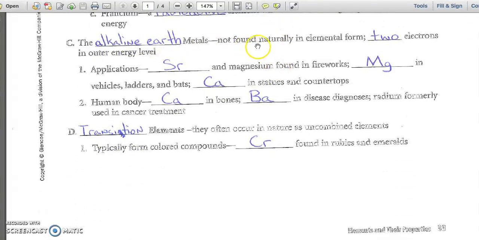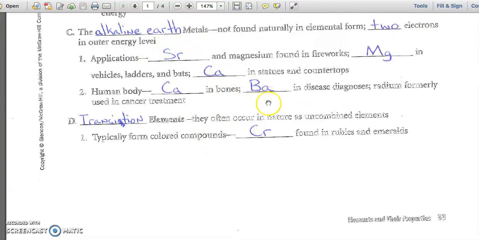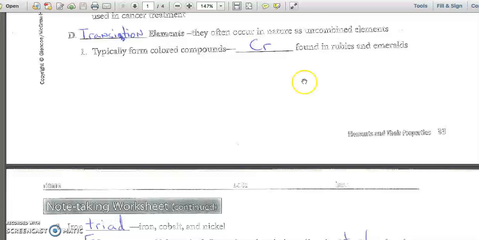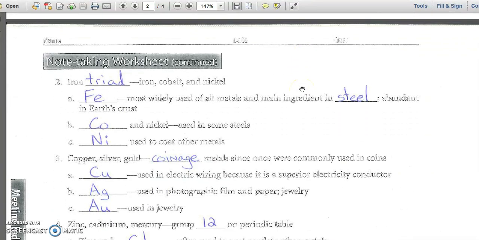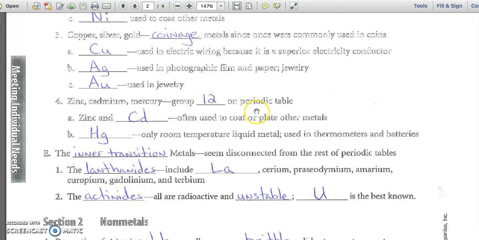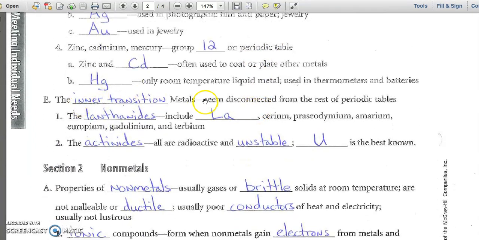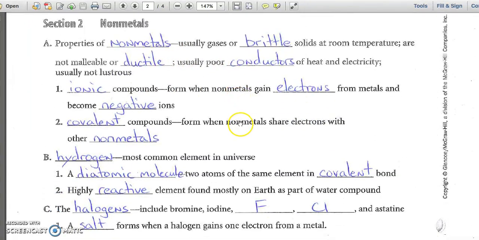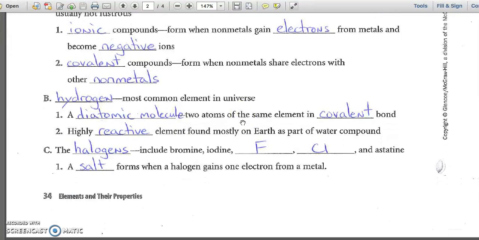And then alkaline earth metals. They are not naturally found in elemental form, again, because they're very reactive, just like the alkali metals. They have 2 electrons in the outer energy level. Some applications: transition elements. They often occur in nature as uncombined elements. I know that's one of your homework questions. You'll see either today or maybe Thursday. The iron triad, those are the elements in it. The coinage metals, those are good homework questions, possibly test questions. And then you've got your inner transition metals, which are your lanthanides, your actinides. We've got nonmetals, and so on and so forth.